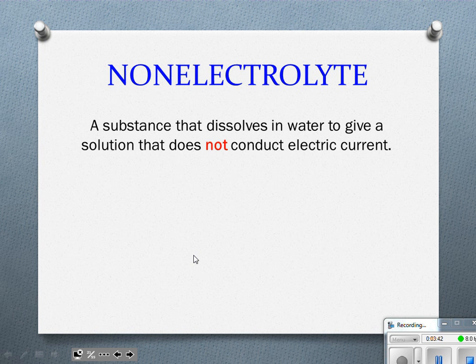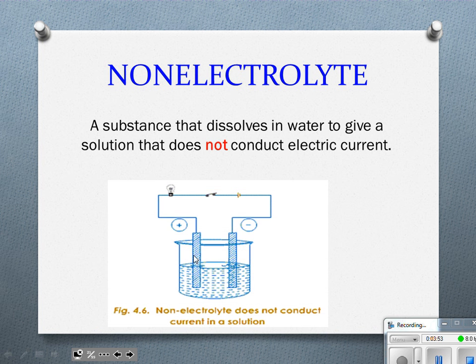A non-electrolyte then simply is something that does not conduct electric current. So right here I've got my circuit and my light bulb is not lit up. So just a very simple test: I can put my wire harness, and when I put the two different leads into the liquid, if it lights up, it's an electrolyte. If it doesn't light up, it's a non-electrolyte.